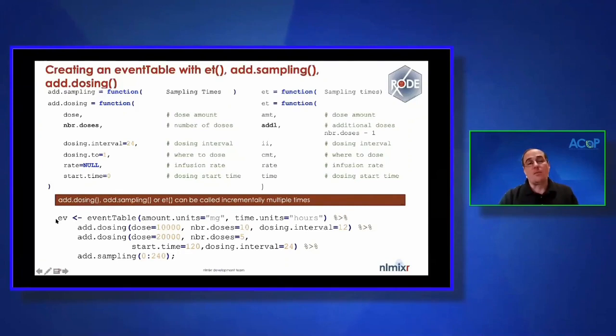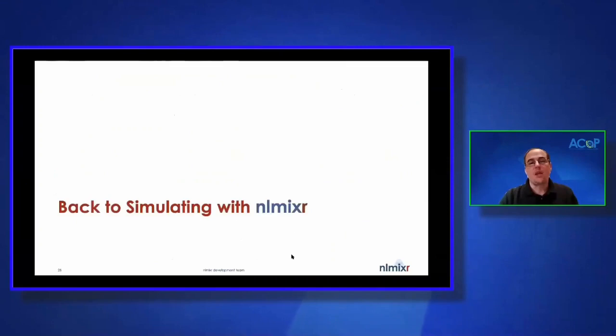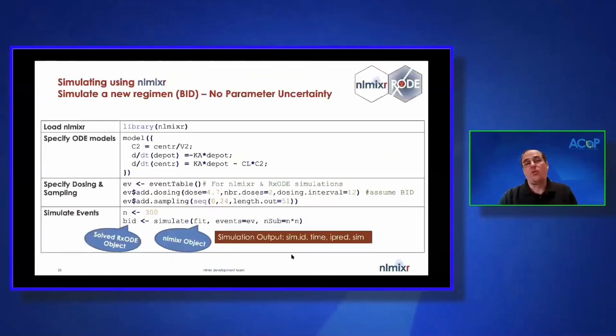And here's an example where you can read a dosing table for this BID dose. Well, actually, it's BID plus another dose at 24 hours. So we have this event table with milligrams as units and time units of hours. We add the dosing, and then we put 10 doses at a BID dosing, and at a dose of 20,000, you have 5 doses at an interval of 24. So it's easy to add doses and make complex dosing regimens based on this. So going back to nlmixr, we now know what we need to do to create a dosing table and an event table.